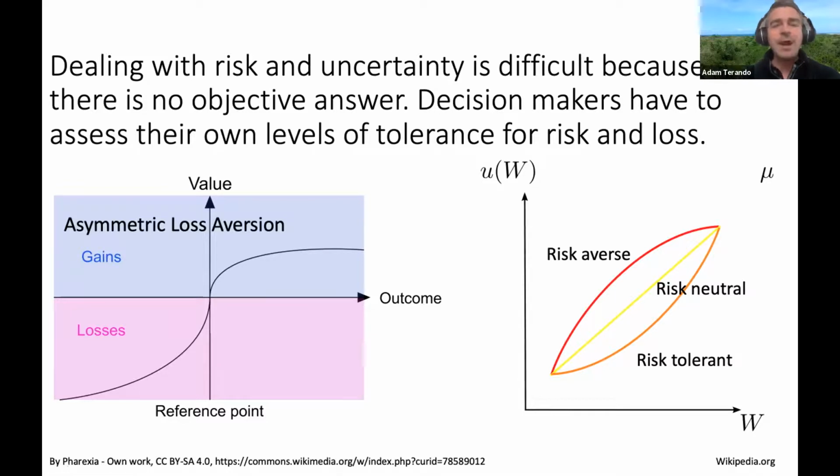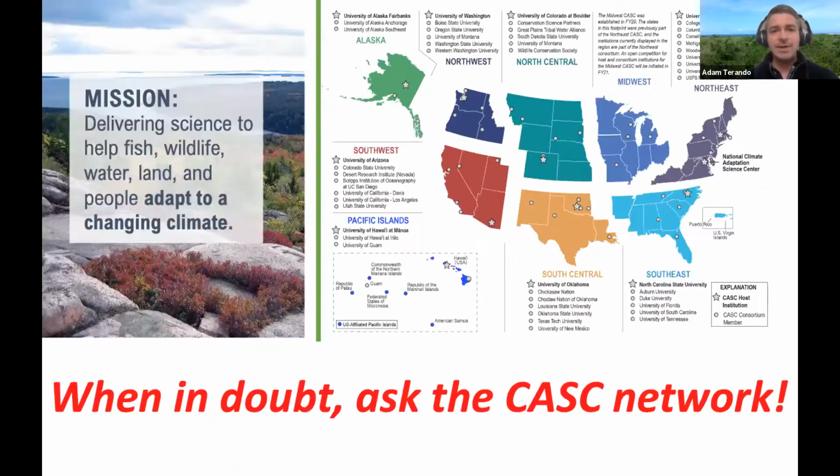And there's no right way necessarily to view this. It's just that everybody has their own tolerance for risk and loss. And it's probably best to just be transparent about that. And that will help us make wiser decisions when we're using this sort of information.